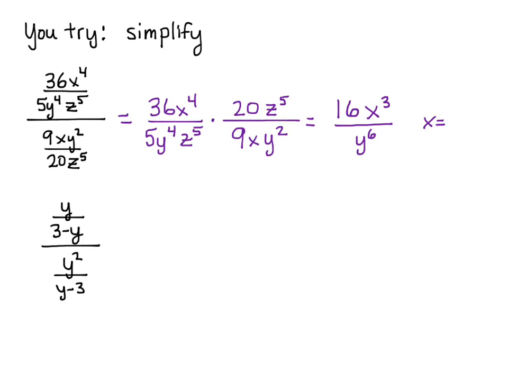We have an x to the 4th divided by an x, and so that makes x to the 3rd. And then in the y's, we have a y to the 4th times y squared makes y to the 6th in the denominator, and we have a z to the 5th in the numerator, z to the 5th in the denominator, so those cancel out, and so those go away. And so now we have to look at what the domain restrictions are. So the first one is that x can't be 0, right? Because if x is 0, we'd have division by 0 because of this 9xy squared.